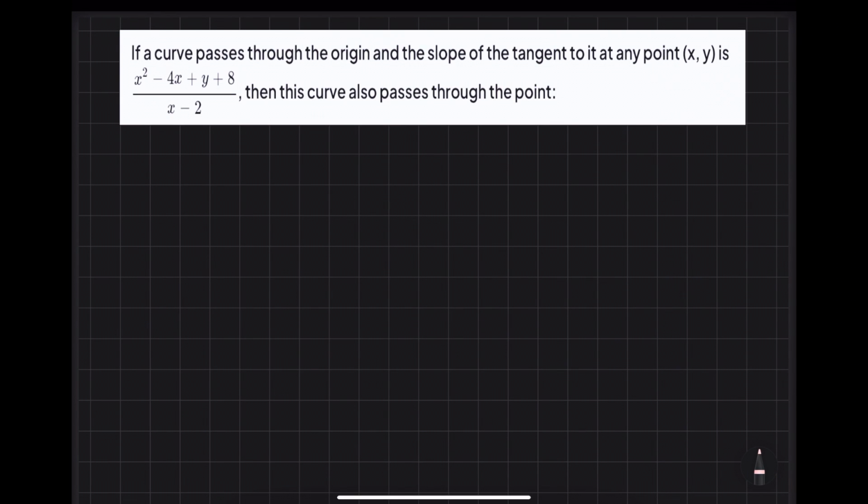So, we got a new problem which says a curve passes through the origin, so the curve is satisfying the origin, and the slope of the tangent to it at any point. Slope of tangent means what? dy by dx. At any point x comma y is this, means dy by dx is this. So, they have given you dy by dx as this component.